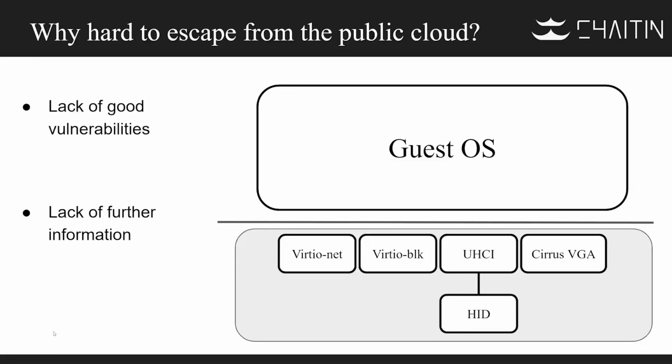Second, it's hard for an attacker to obtain some key information. Almost every escape exploit needs additional information, like the binary of QEMU. It's hard for an attacker to get this. So that's why we think that black box escape is important when we analyze the security of the public cloud.